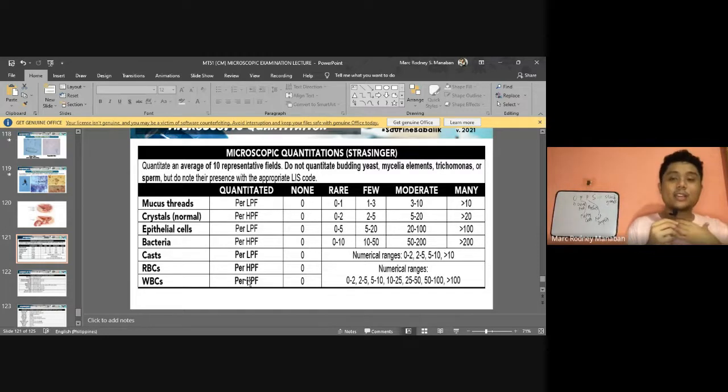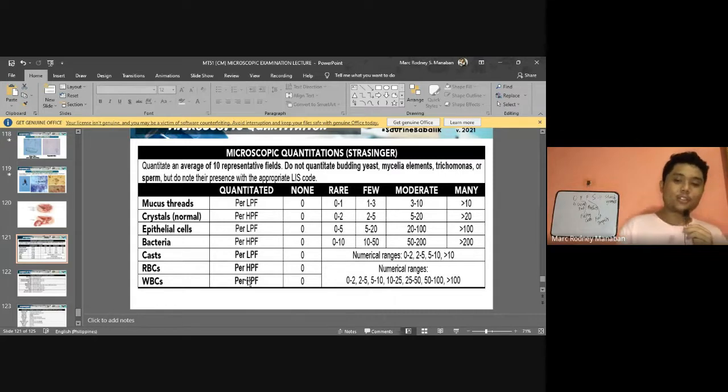But again, remember, dears, that the reporting is institutional. Depending yun siya sa laboratory, they have their own methods, procedures, and protocols of reporting, especially mga sediment sa urine. So here's an example lang. This is from Strassinger. And mo po siya ginagamit sa mga review and sa board exam.